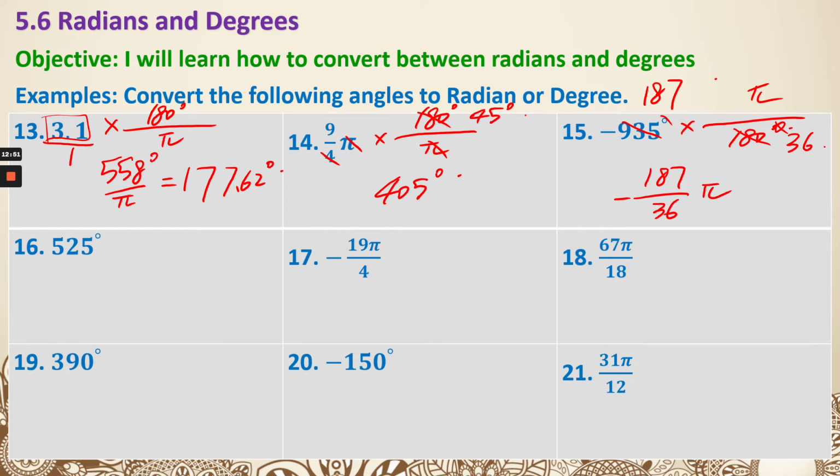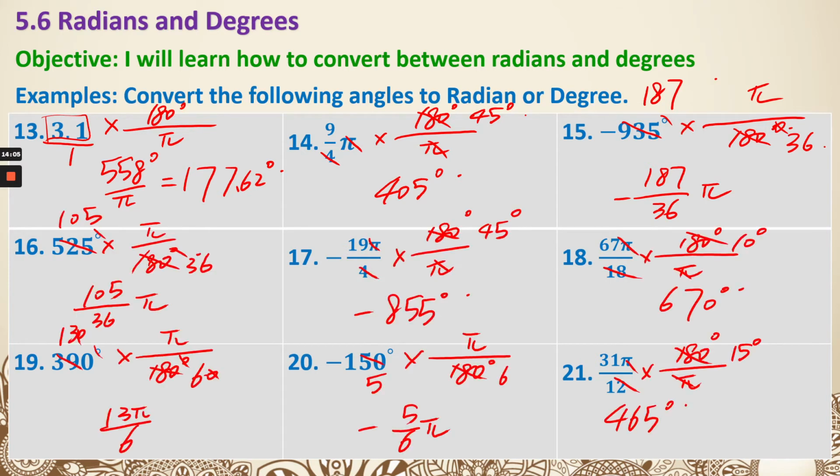I'm going to give you some time to work on 16 through 21, and I'm going to quietly work on my end so you can check your answers when you are done. Okay, so these are the answers for 16 through 21. When you are done, you can have a look, but they're all the same.